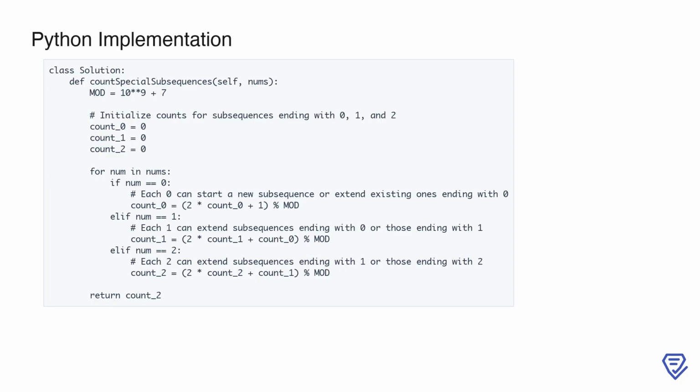Complexity. Time complexity, O(n), where n is the length of the input array. We iterate through the array once. Space complexity, O(1), as we only use 3 variables to store the counts, regardless of the input size. This approach is optimal and ensures the solution is computed efficiently even for large inputs.